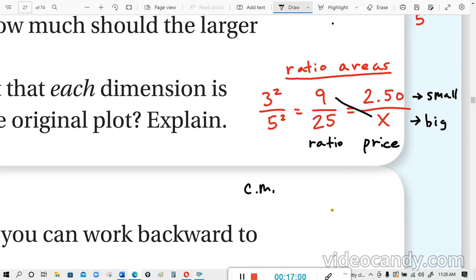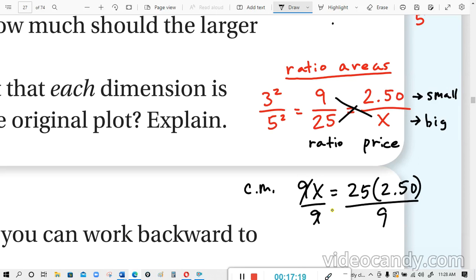You cross multiply, 9 times x, top times bottom, and then bottom times top, 25 times 250. Solving for x, you just divide both sides by 9. It cancels here, and I'll do this on the calculator. Rounding off to the nearest cent, I get approximately 6.94. That would be in dollars, of course, so $6.94.